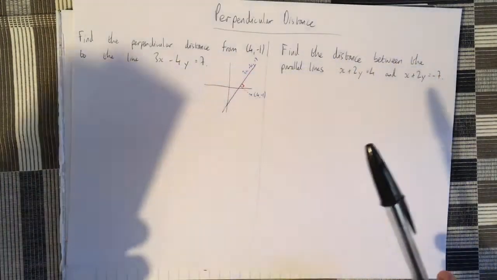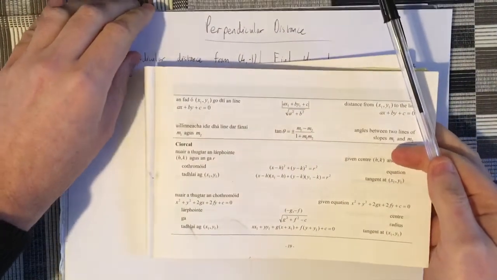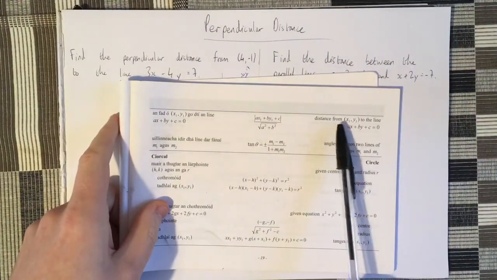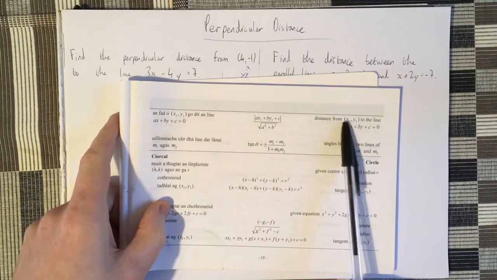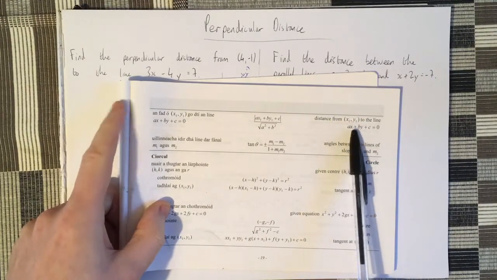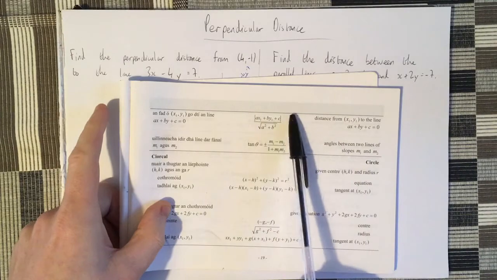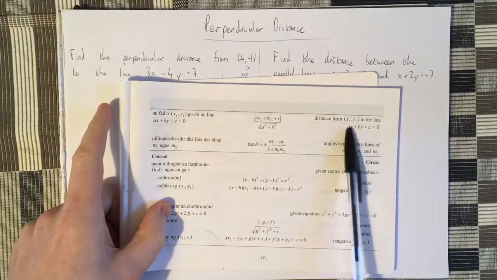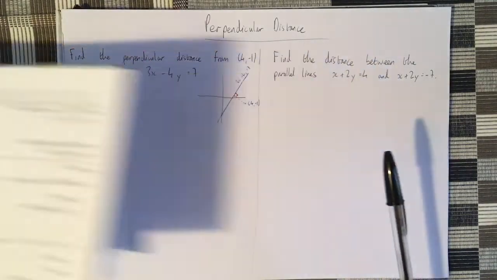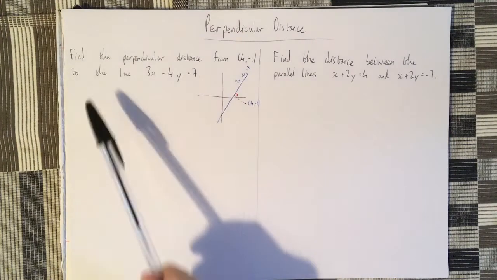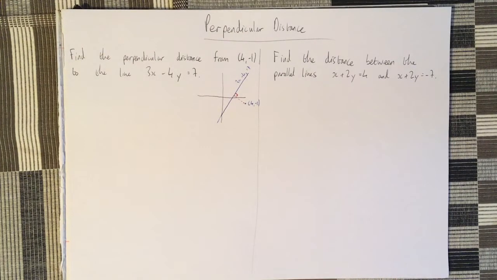So most of these line ones are on page 18. And there's a couple of them then on the top of page 19. This is one of those. So distance from x1, y1 to the line ax plus by plus c equals 0. And there's your formula. The form the line is in is significant. Okay, but I'll go into an example and we'll use the formula then.